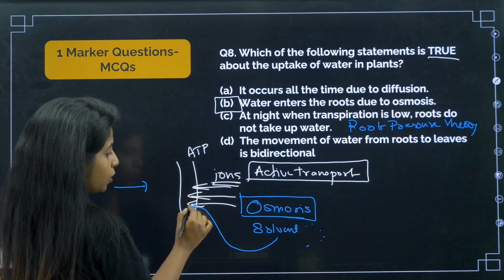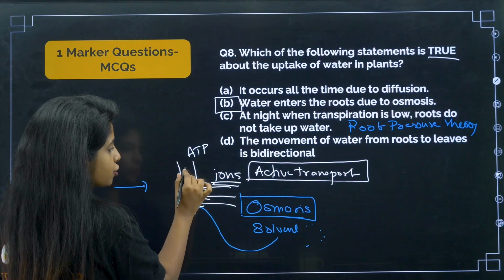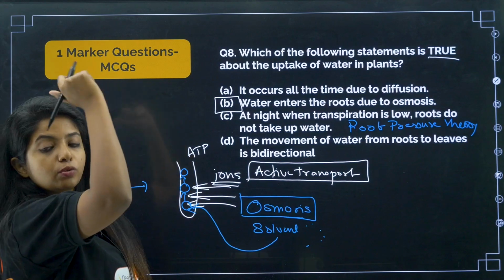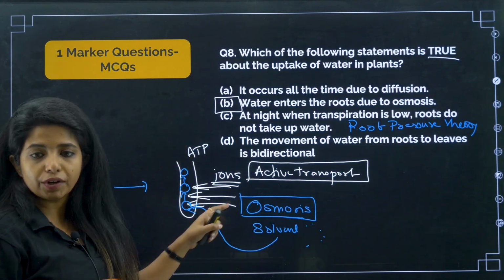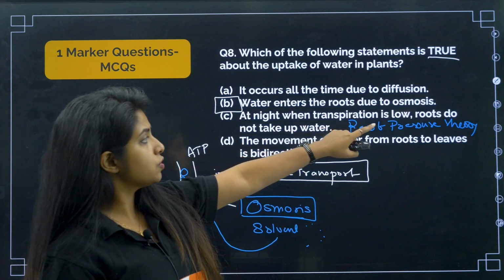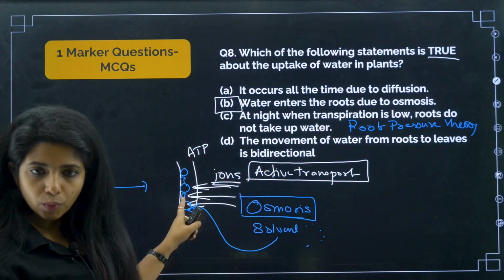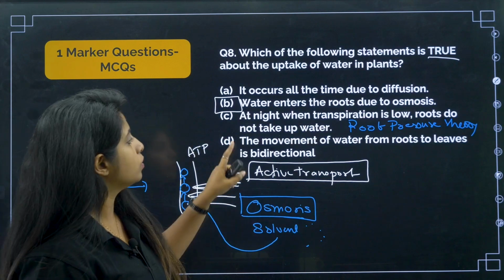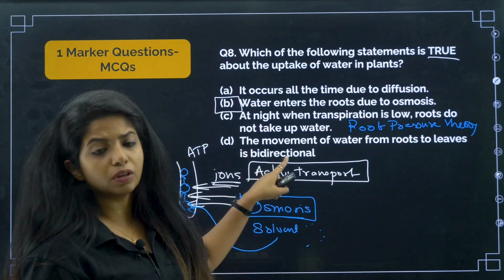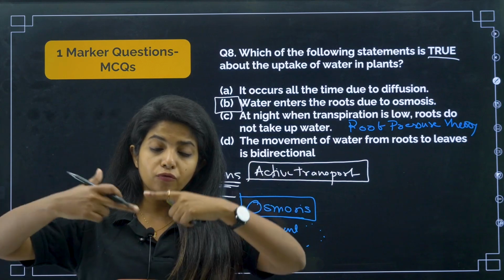So what happens is that a water molecule gets in, it pushes the other water molecules, and the water molecules go up because of the pressure being generated over here. So this is wrong: when transpiration is low at night, roots do not uptake water. No, it's not like that. Roots definitely uptake water. Now, the movement of water from roots to leaves is bidirectional. Do you think it is bidirectional, as in it can move either way?